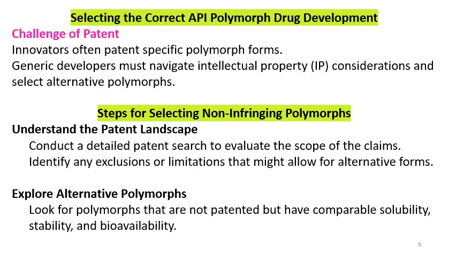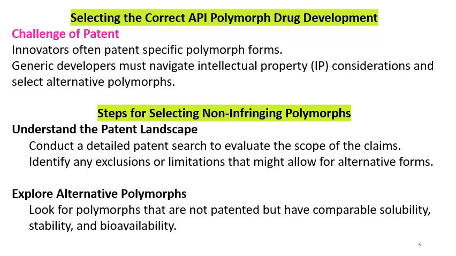Coming to non-infringing polymorph selection and drug product development. Generally, generic formulations are those which are exact copies of the innovator or reference formulations, and many times there are patents on the polymorphic forms of the API, and because of those the generic applicant cannot use those polymorphic form APIs. So selecting the correct API polymorph for drug development becomes very critical.